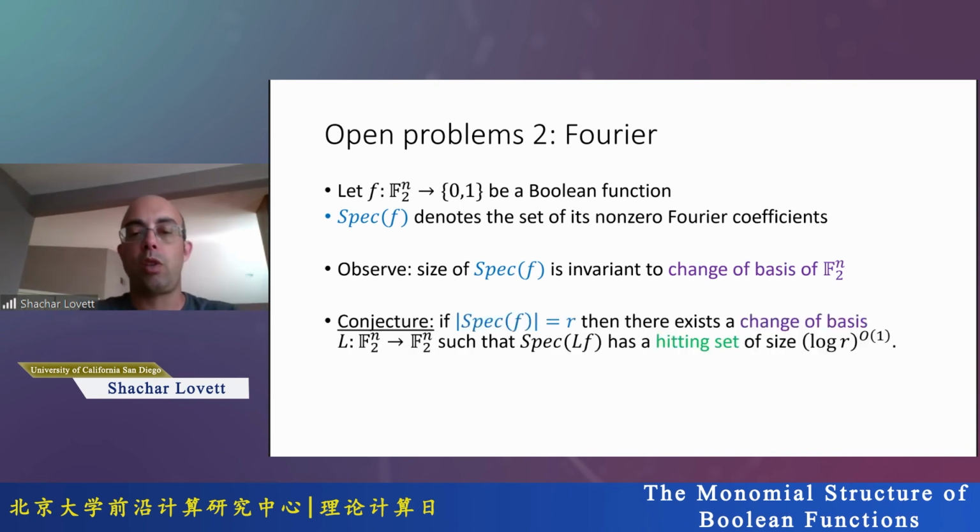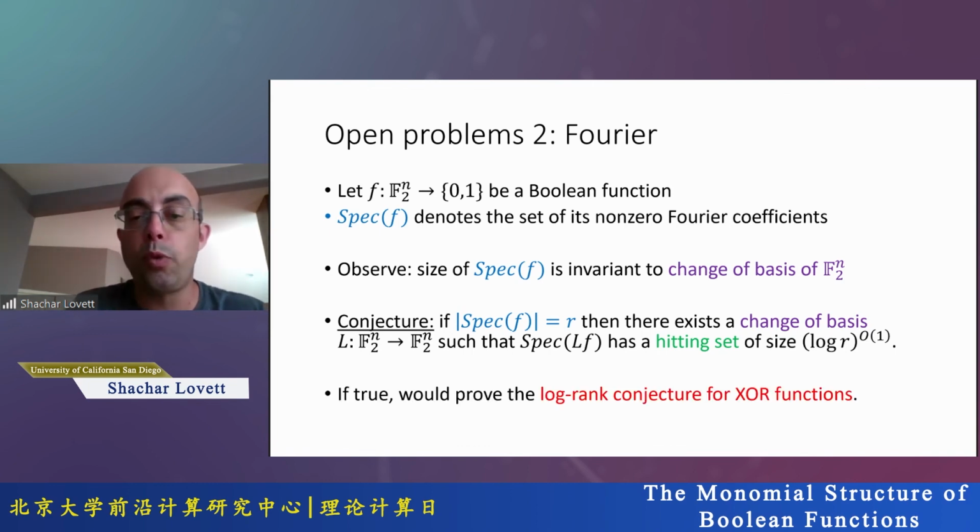Here is the natural conjecture in this basis. If you have a Boolean function with a spectrum of size r, with r Fourier coefficients, then there is some change of basis, L, that you apply to this function, such that the monomials now have a small hidden set. It's exactly the same thing that we proved in the AND case, except here we need to allow you to also change basis, because the spectrum is invariant to the change of basis. Again, this is wide open. We don't know how to prove it. If you could prove it, this would prove the logarithm conjecture for another, even more well-studied special case called XOR functions. It would be a very interesting case to prove it in.